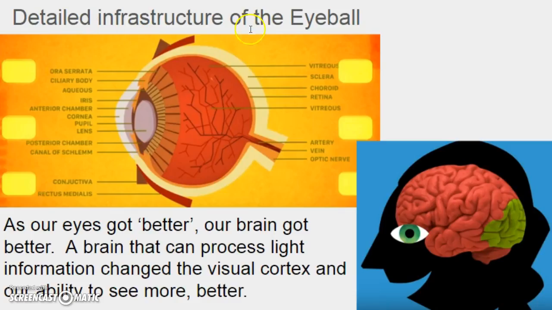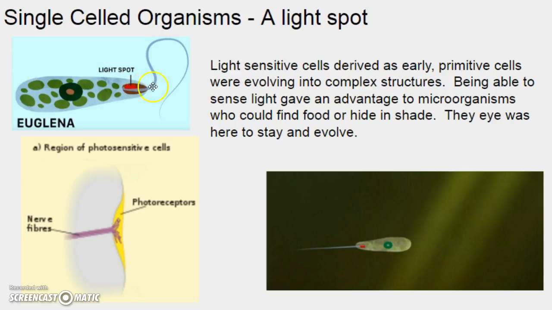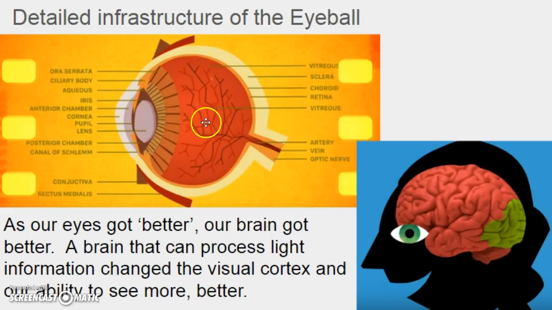So the detailed infrastructure of the eyeball is pretty complex in there. There's a whole lot going on. But here's the key to this: as our eyes got better, our brain got better. A brain that can process light information changed the visual cortex and our ability to see more and better. So the eye evolving actually started off as a primitive cell from this euglena, just from this light spot, and has evolved into us being able to make sense of light in a lot of different ways. And we make sense of our world, generally, for the most part, through our ability to see it.